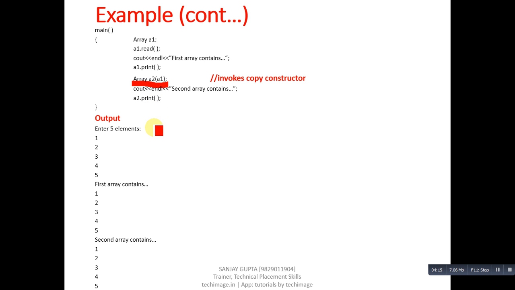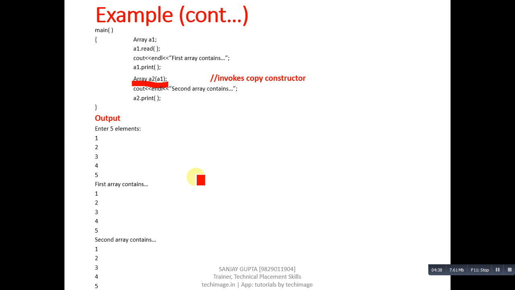So you can see the output. First you have to enter 5 values. Here 1, 2, 3, 4, 5 has been entered. Then the first array contains 1, 2, 3, 4, 5, and the second array also contains 1, 2, 3, 4, 5. So I have entered values to only the A1 object, and I have printed A1 as well as A2. Both the objects are printing the same values.